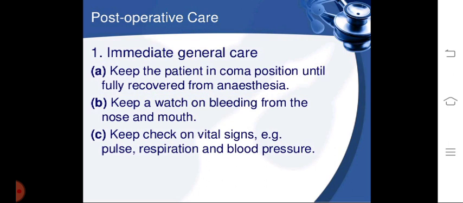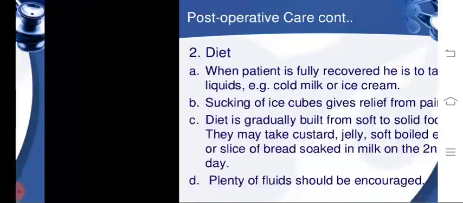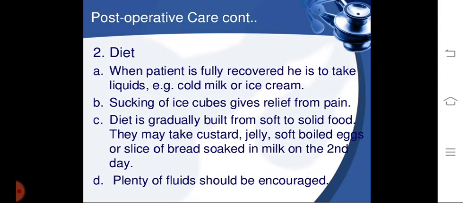That means either left lateral or right lateral until fully recovered from anesthesia. Keep a watch for bleeding and check the vital signs. Diet: when the patient is fully recovered, that is after 5 to 6 hours of GA, he is asked to take cold liquids like ice cream, cold milk, and sucking ice cubes gives relief. So cold things are preferred, and mainly liquids for that day.